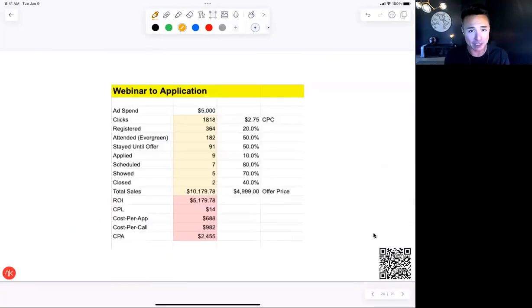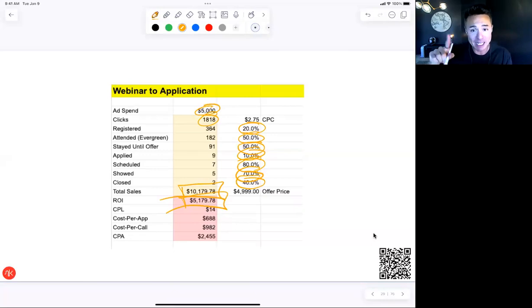But in the webinar to application, so they went from a webinar to the sales call. In this particular funnel, again, they spent $5,000, no problem. And here are their numbers, right? They had this many clicks. Average number of people who registered were 20% of them. Of that, 50% attended, which is actually higher than normal. 50% of those stayed till the offer, 10% applied, 80% of those who applied scheduled a call, 70% showed up, 40% closed. So total sales were just over $10,000. Their ROI was $5,000. Not bad. And that's how most people run a webinar funnel.